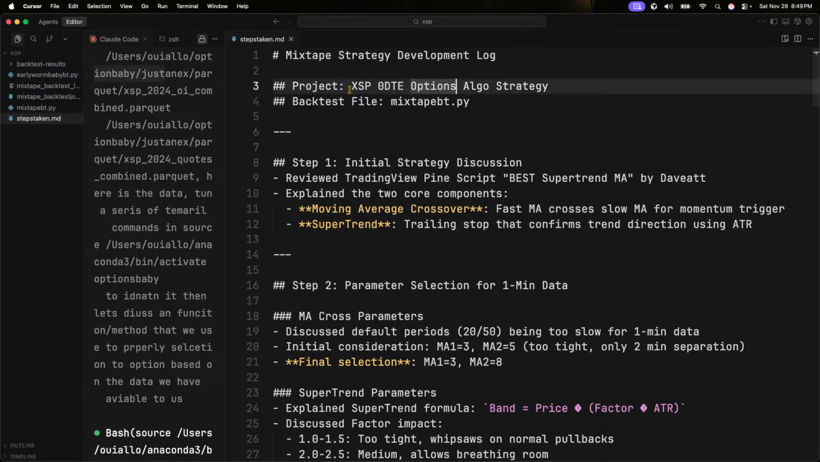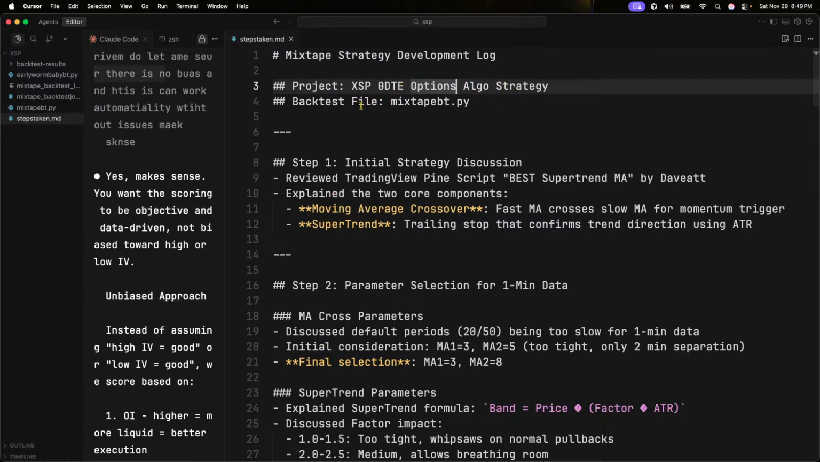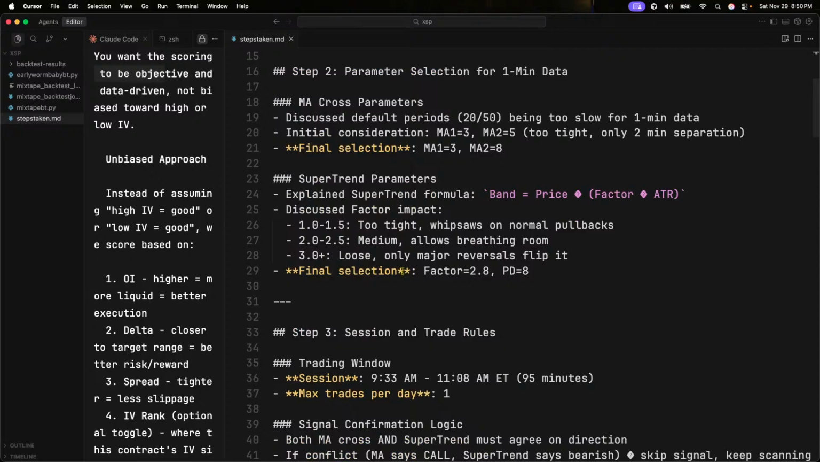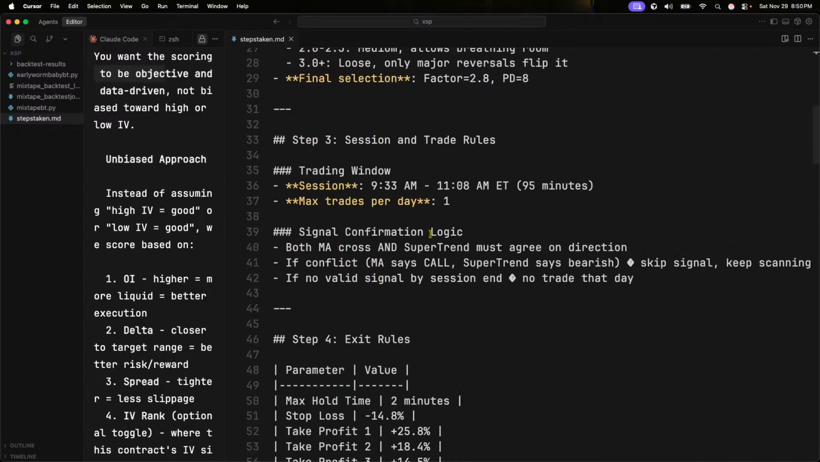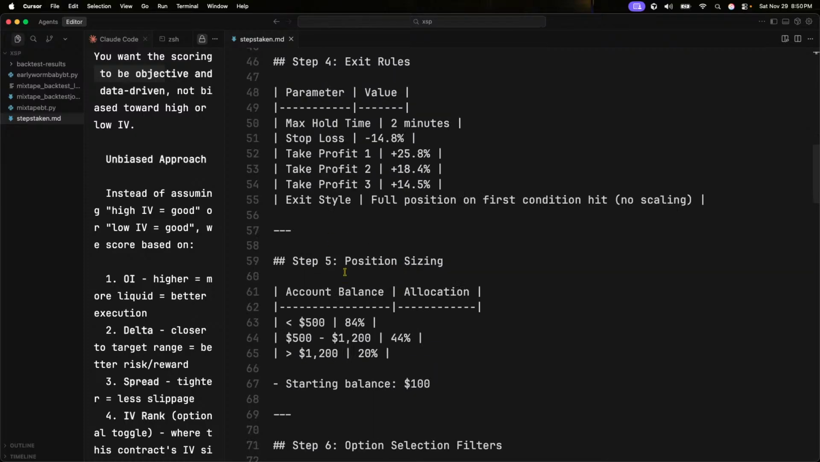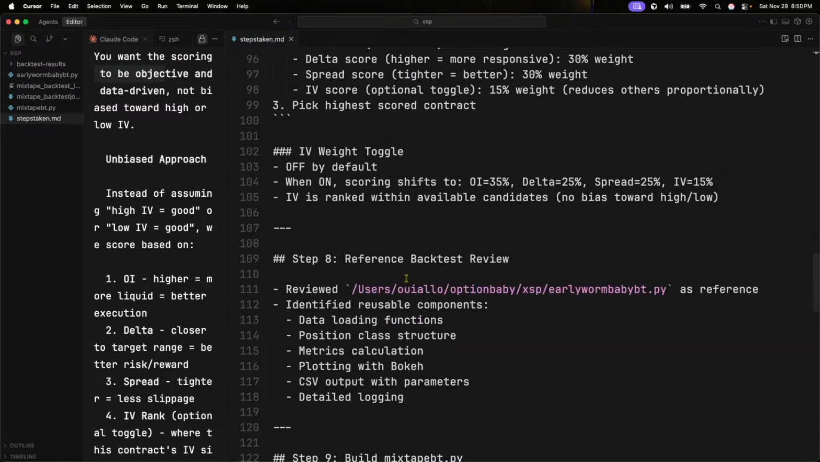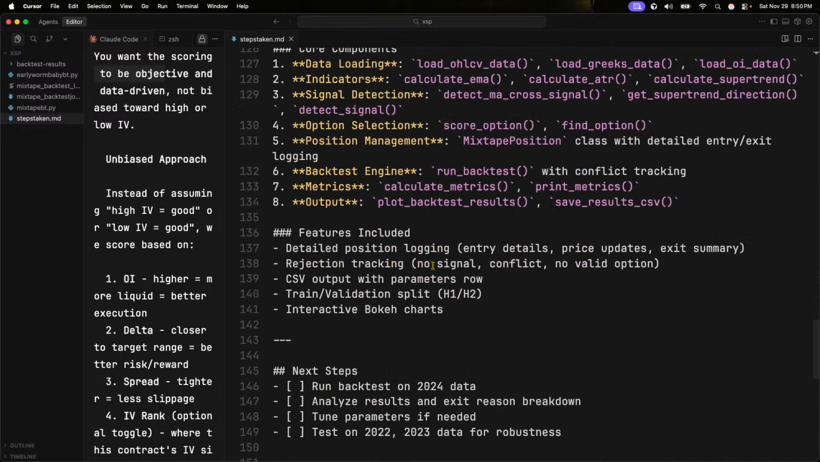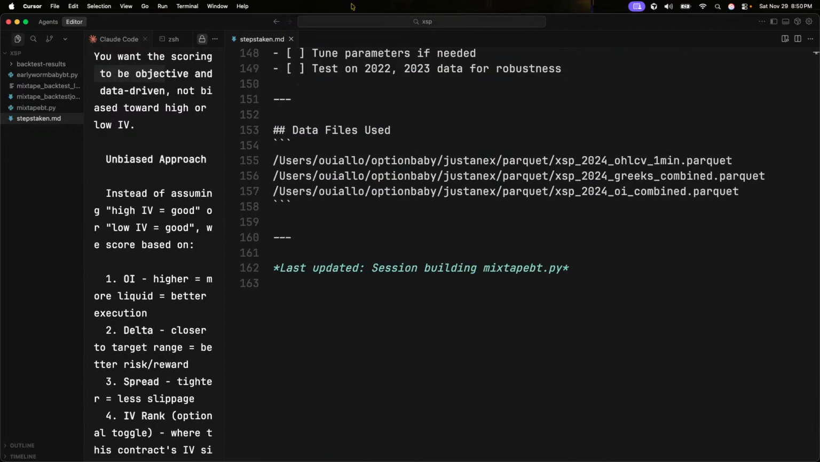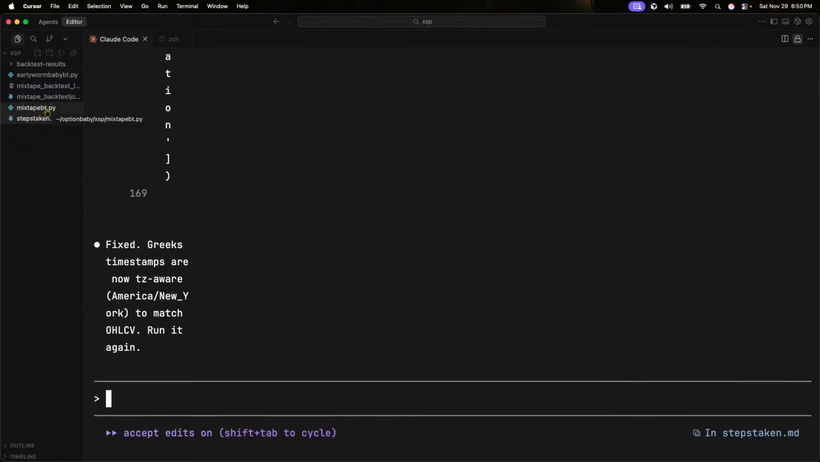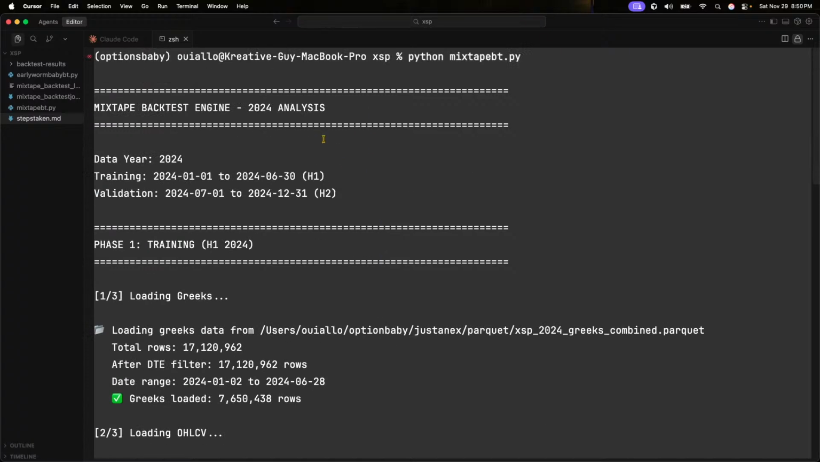All right, project the mini SPY 0 DTE algo strategy, backtest file, the initial strategy discussion. We review the Pine script, the best SuperTrend by David. Explain the two cores, the parameter selection. Step 3, we reviewed the session and the trade rules. Here's step 4, the exit. Step 5 was the position. Step 6, MA, the strike scoring system, and then the reference back test. We built the back test, and then now we're about to run it. Beautiful. All right, you fix that. Now we can go rerun it again.